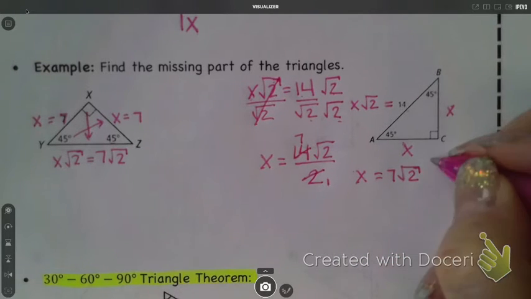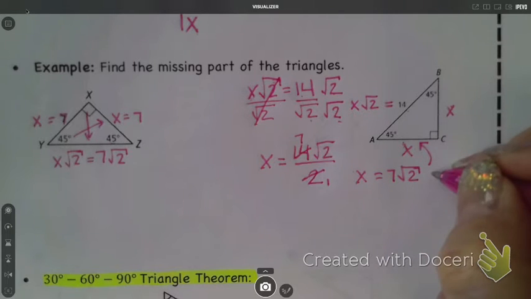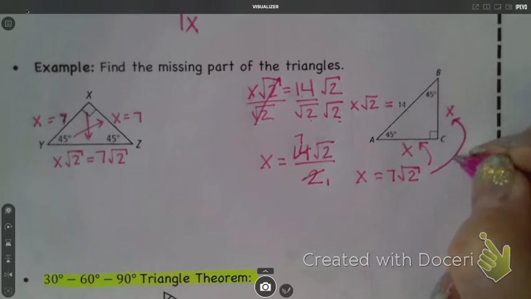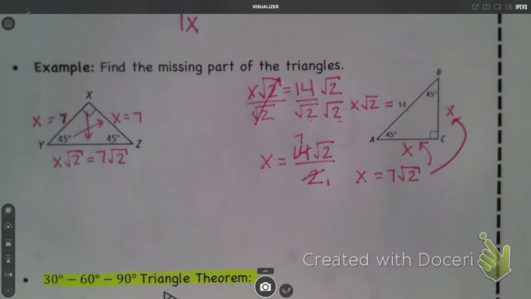So that means this side and that side are what? 7 square root of 2. Not 7. That's dumb. There's no reason to have a square root there. So once I find x, I just plug it into all the x's, correct? That's all I do. First thing I do, identify 30, 60, 90 or 45, 45, 90. Then I write the ratios on all the sides. I solve for x and then plug it back in.